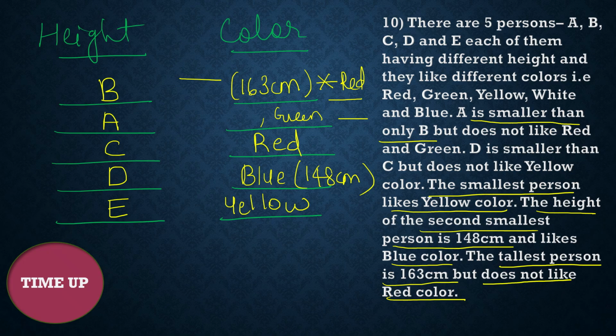Now which colors are left? Green and white are left, that we need to place. They have said that A does not like red and green color. So green will not be placed at A. Then where will green be placed? Here at B. So green will be placed here. White will be placed at A. So this is the arrangement.